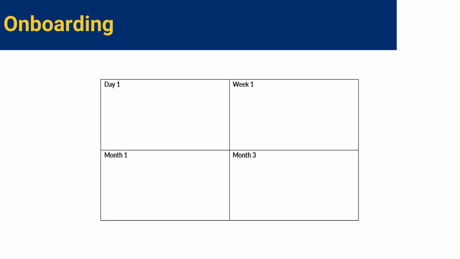When designing your onboarding process, break up the things that a new employee needs to know and portion out those things over a logical time period. One way to do this is to outline what a new employee in your program needs to know on day 1, week 1, month 1, and month 3, similar to the example shown here.